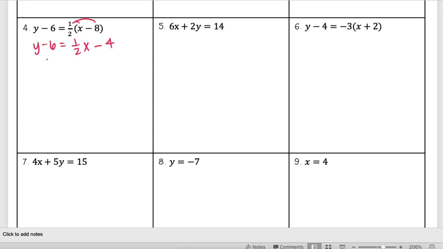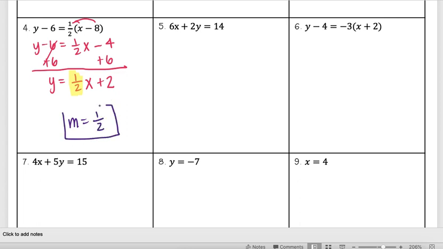And then I'm going to go ahead and add 6 to both sides. So I get that y is equal to 1/2 x plus 2. And now that it's in slope-intercept form, I can go ahead and tell what the slope is. Well, I know the slope is always that number in front of x, so that means that my slope here is m equals 1/2.